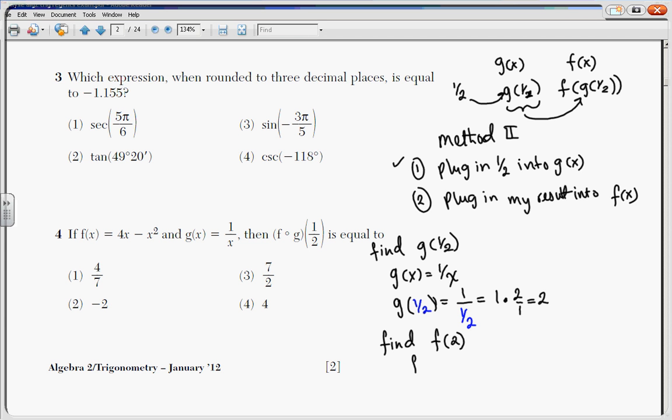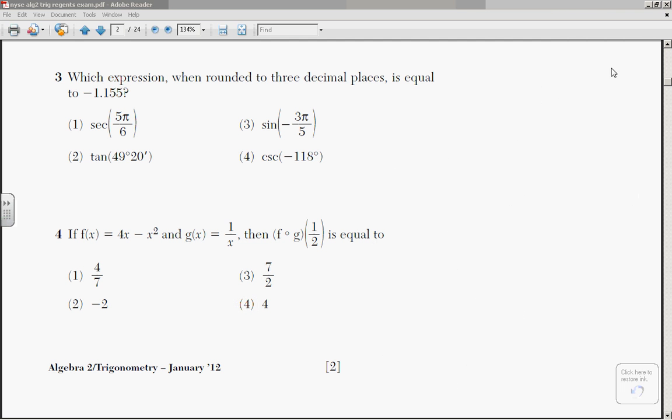So f of x is 4x minus x squared. So what is f of 2 going to be? Just plug in 2 for all the x's. So 4 times 2 minus 2 squared. It's going to become 8 minus 4. 4 times 2 is 8, and 2 squared is 4. And the answer is 4. So that shows the answer is 4. So you can use method 1 or 2. Method 2 looks a little bit shorter and less complicated, but left to you to decide. So there you have it.